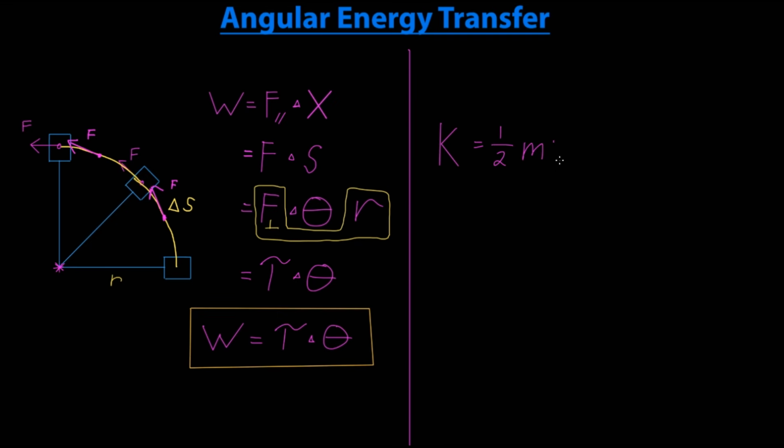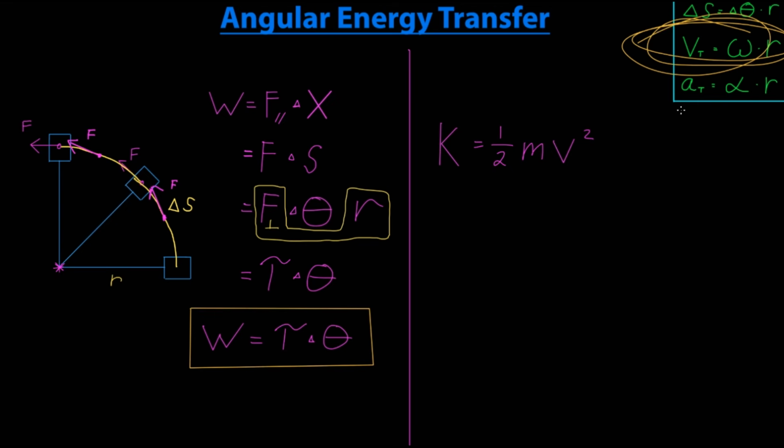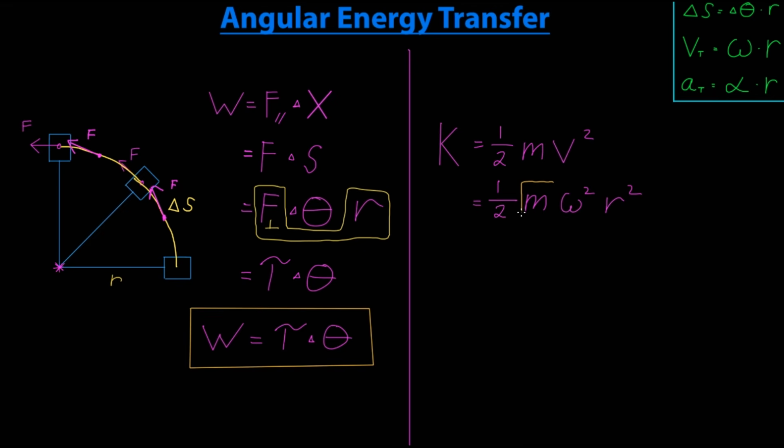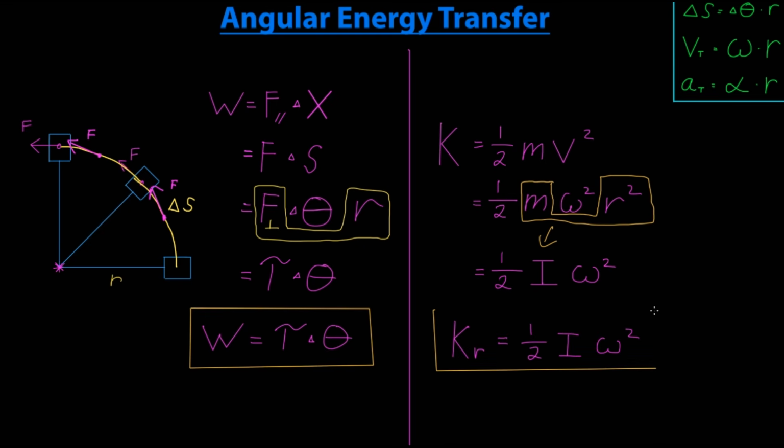First of all, kinetic energy is 1/2 mv squared. Again, I'm going to bring back our linear to angular equations. And this time, we're going to use this one. So 1/2 m. If velocity is omega times r, then velocity squared is omega squared r squared. And something you may notice, mr squared is the base equation for a moment of inertia. So if I put these together, I have 1/2 moment of inertia times omega squared. This is the rotational kinetic energy formula.